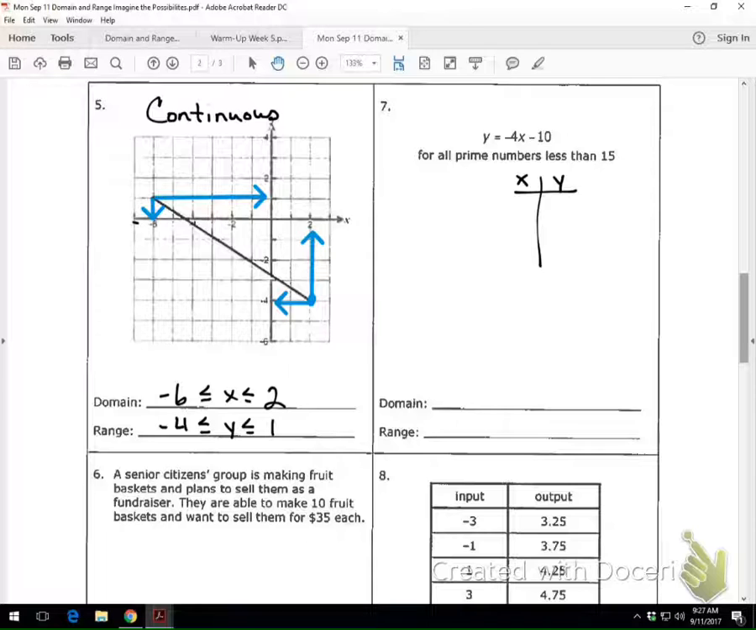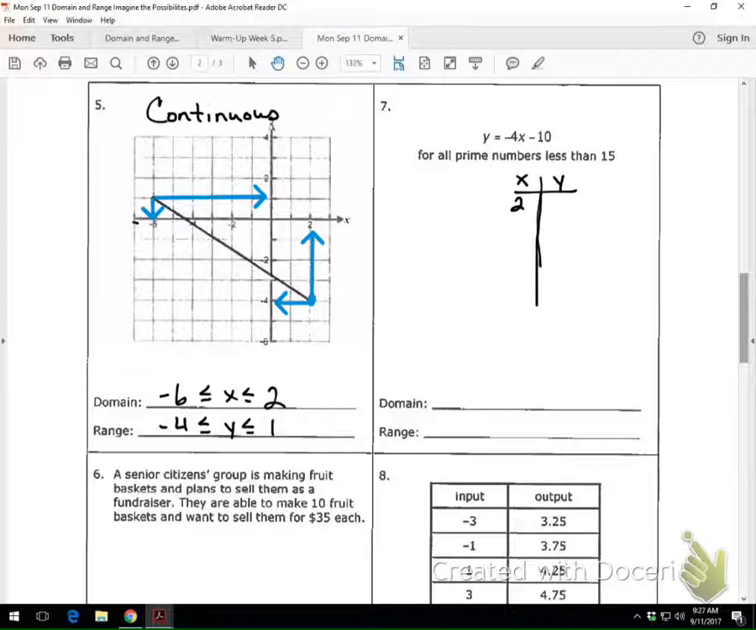Okay, so what's our first prime number less than 15? 1. Is 1 prime? One is not prime because it's only multiplied by itself. It's got to be 1 and itself. So it's actually 2. It's our first prime number. 1 is neither prime nor composite.